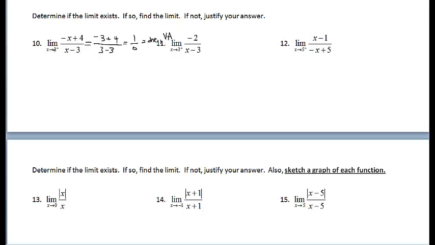All right, so we didn't even have to get down to the nitty-gritty. We didn't have to plug in numbers close to 3 to the right of 3. It was easier to work with 3 as opposed to 3.1, 3.01. So that's the first thing you want to try, is plugging in straight the number.